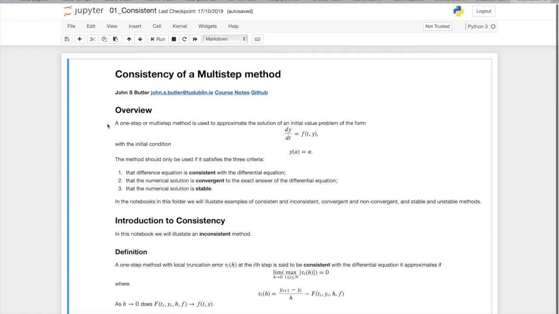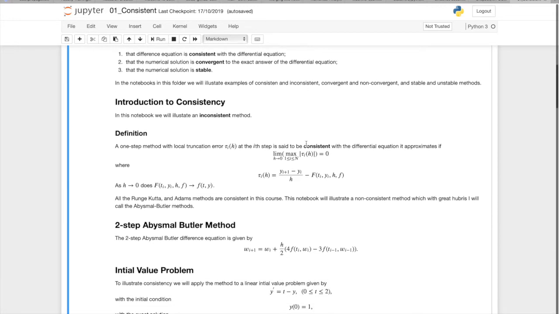First things first, we are looking at our classic initial value problem: dy/dt is equal to some function f(t,y), and some initial value of y(a) is equal to alpha. The numerical method to solve this has to satisfy the 3 criteria: that it's consistent with the differential equation, that the numerical solution is convergent to the exact answer of the differential equation, and the numerical solution is stable. In the notebooks in this folder, I'll illustrate these 3 things.